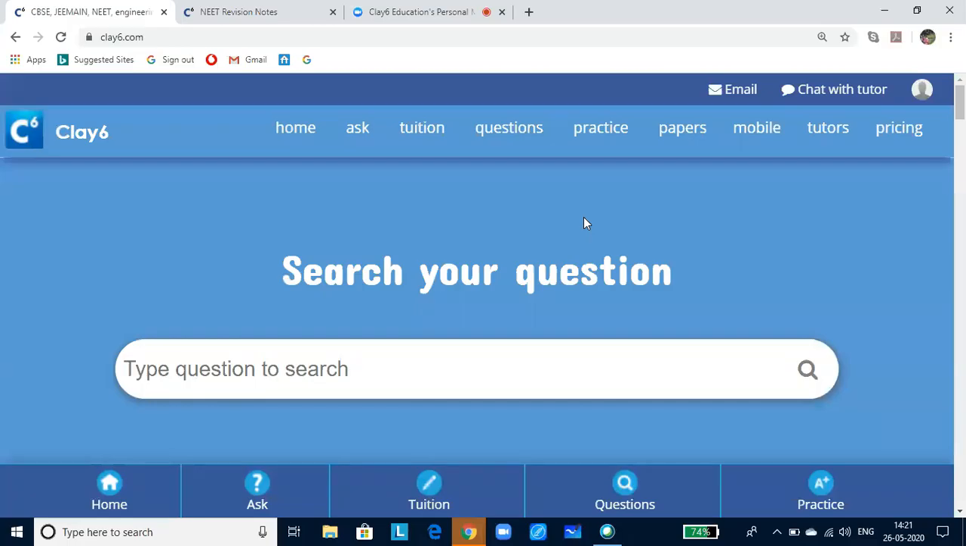Hema Rajesh, tutor for biology. Today I will be covering movement and locomotion.